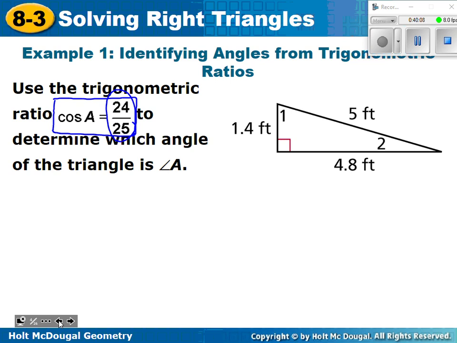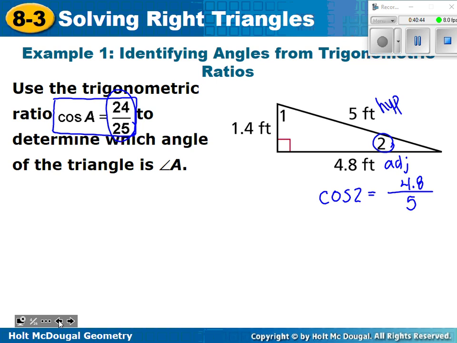So let's say that you think it's angle 2. You say cosine of 2. This is angle 2. Don't get confused by the number 2. So we're looking at cosine 2. What's the cosine? Which two sides? Adjacent and hypotenuse. So which one's adjacent to angle 2? 4.8, and the hypotenuse is 5. So you would go to 4.8 over 5, and you would see, is 4.8 over 5 the same as 24 over 25? Okay, we got lucky.